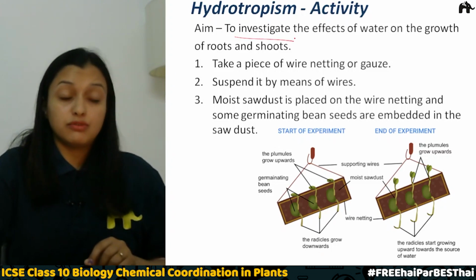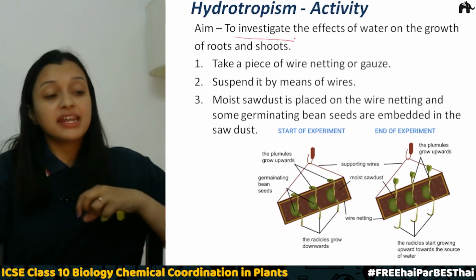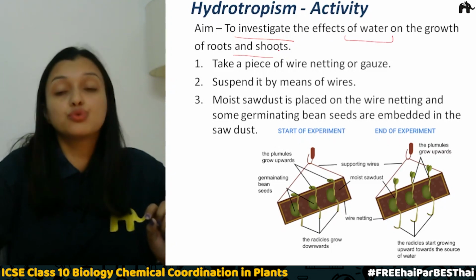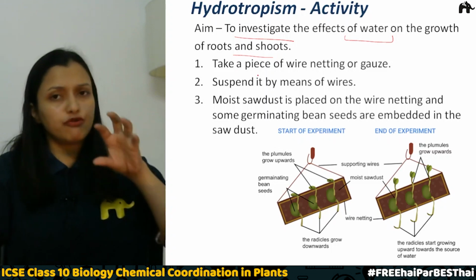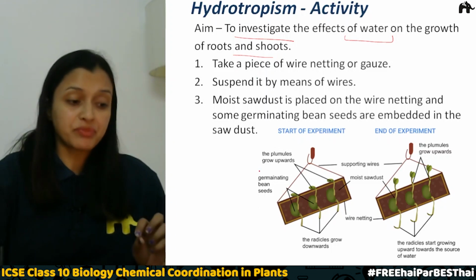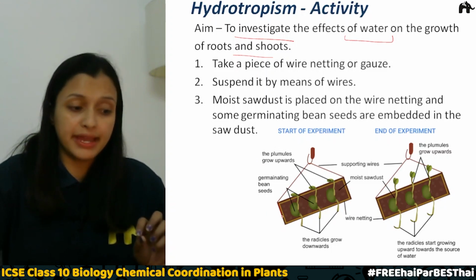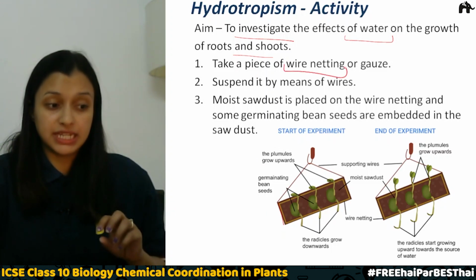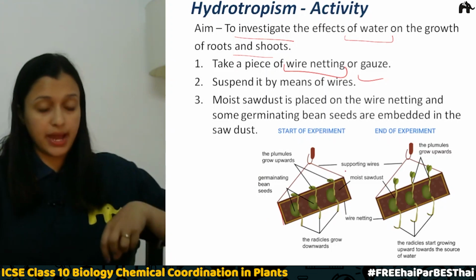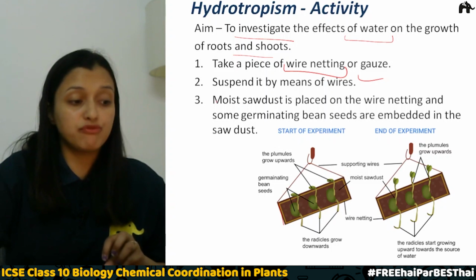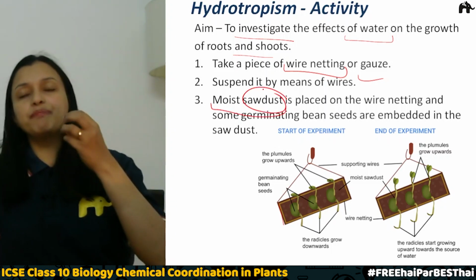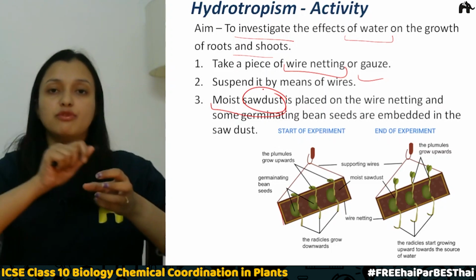Now there is one activity for hydrotropism. What is our aim? Our aim is to investigate the effects of water on the growth of roots and shoots, correct? For that we will do a very small activity. We will take a wire netting, or we can take a gauze, right? So this is a wire netting basically, and on this wire netting we have put some moist sawdust, right? Now what is this sawdust? You must have seen people working with wood, right?